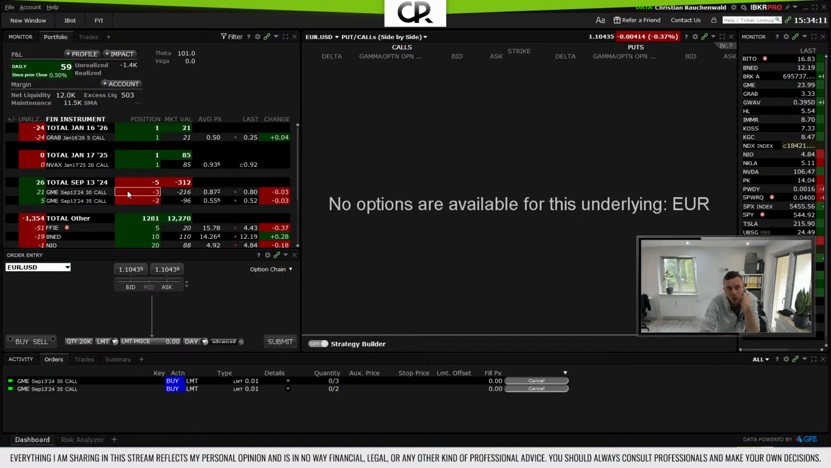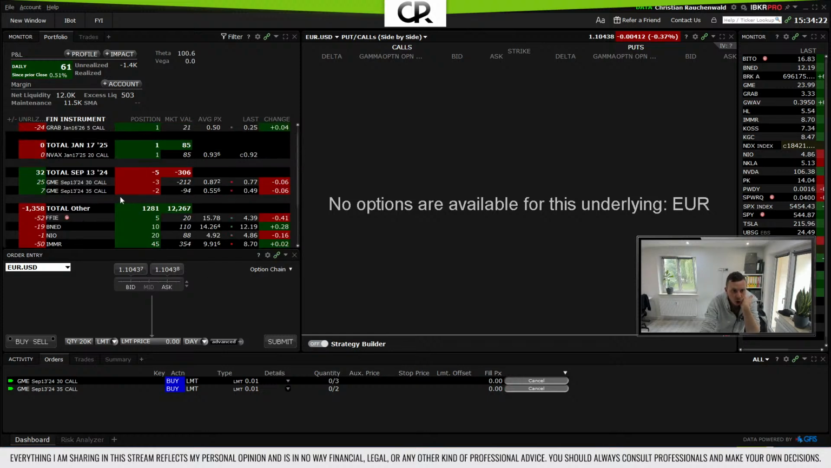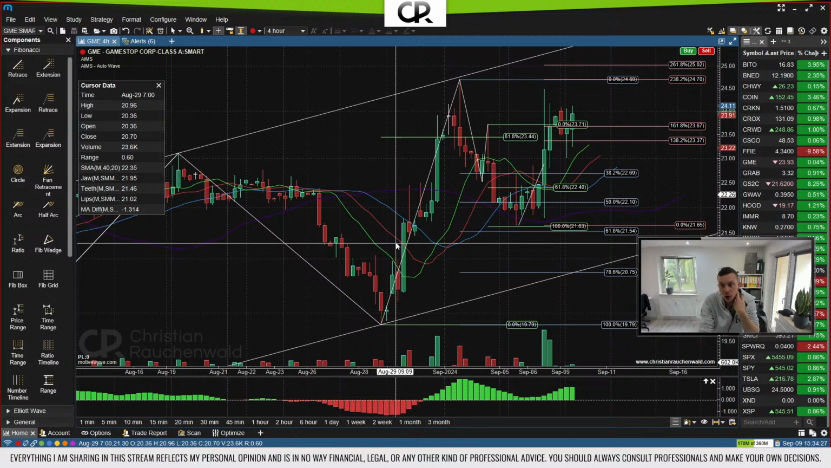Now, I also hold GameStop shares outside of Interactive Brokers in my Computershare account directly registered. Those are my long-term investments. Whatever I hold in this portfolio is just my short-term options trading position. Yeah, so much about GameStop.